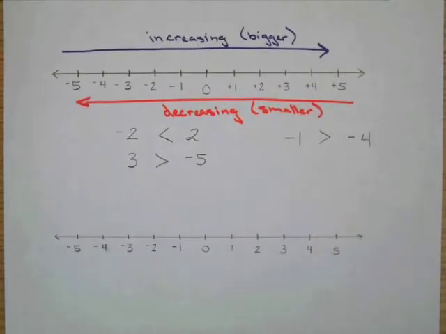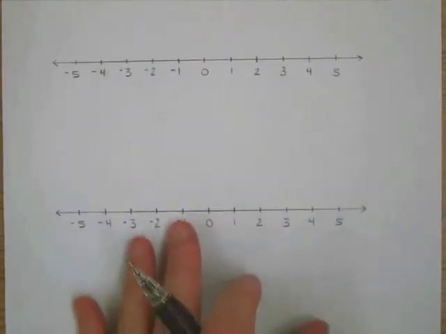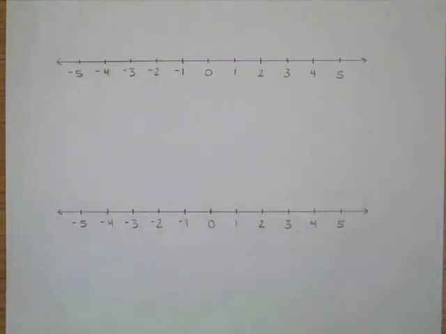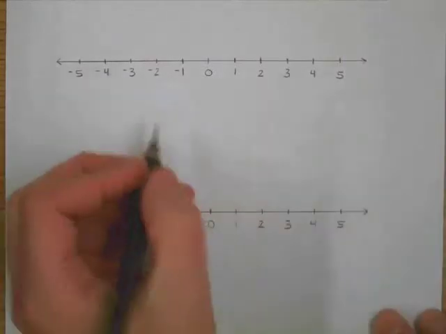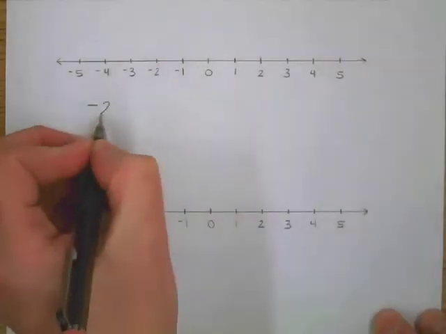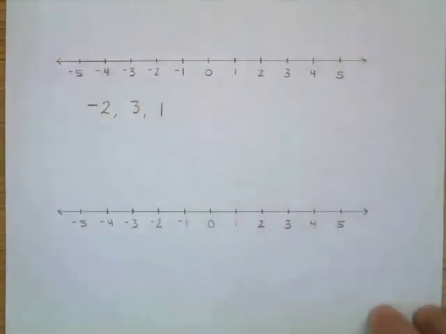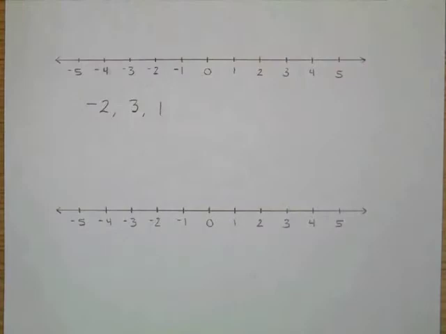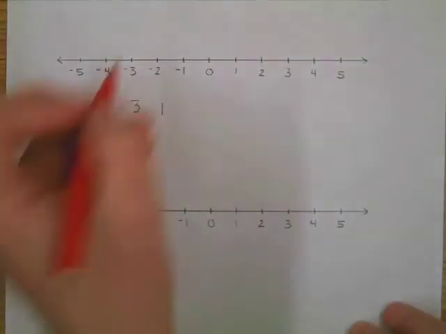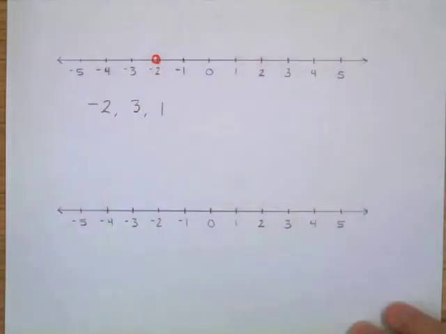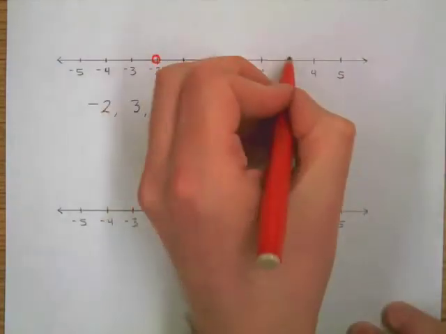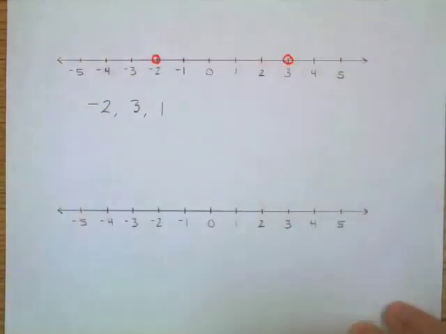We can also use a number line to help us order numbers. Put them in order from largest to smallest or from smallest to largest. So let's take a look here on this number line. Let's take a look at -2, 3, and 1. Now let's place those on our number line. So -2 is right here, 3 here, and 1 here.